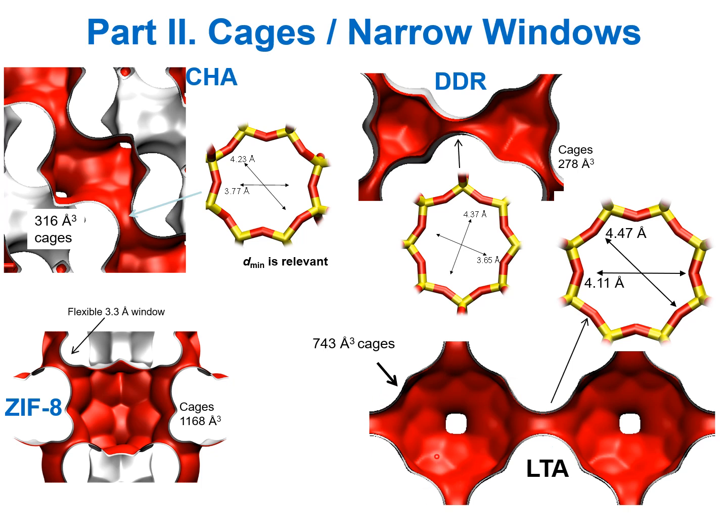This is LTA zeolite, which consists of larger cages, 743 cubic angstrom, separated by windows of 4.1 angstrom here, 4.5 angstrom there. The minimum dimension of the window is important because that dictates the diffusivity. ZIF8 has cages that are 1,168 cubic angstrom in size, and the windows separating two adjacent cages are 3.3 angstrom, but the windows are flexible.